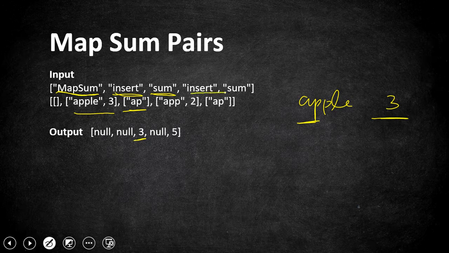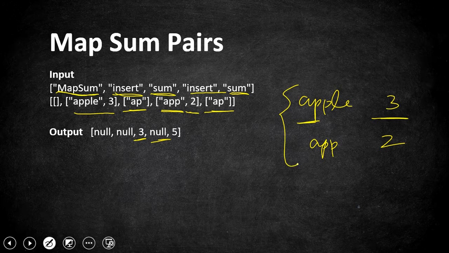And next is insert. We don't have to return anything, but add this key and the value to our map. Here the key is APP and the value is 2, and we made the entry to our hash map. Then comes sum, where we have to again add the words starting with AP. Here we have two words in total that start with AP, so we add those two values and return that as our output. 3 plus 2 is 5, and we are going to return that as our output.